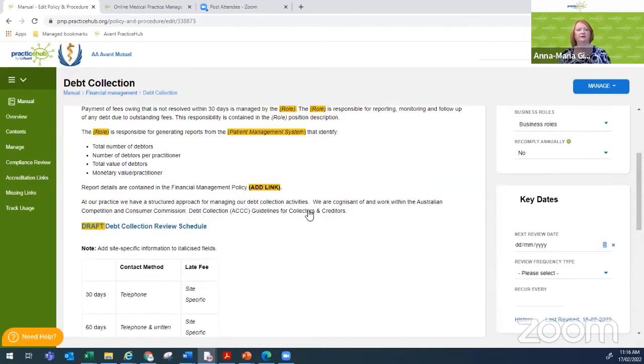Now, the other thing, of course, is we do reference the Australian Competition and Consumer Commission's debt collection guidelines. So again, a useful resource to give you that sense of, okay, we want to do this, we've got a resource here, and we can confirm that what we're doing does comply with the requirements.